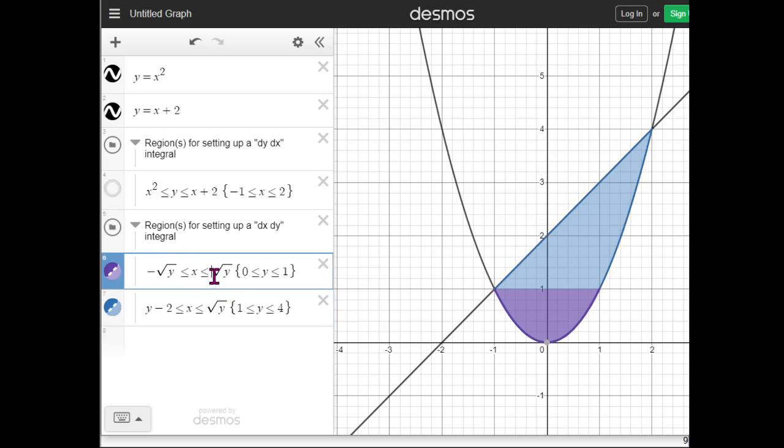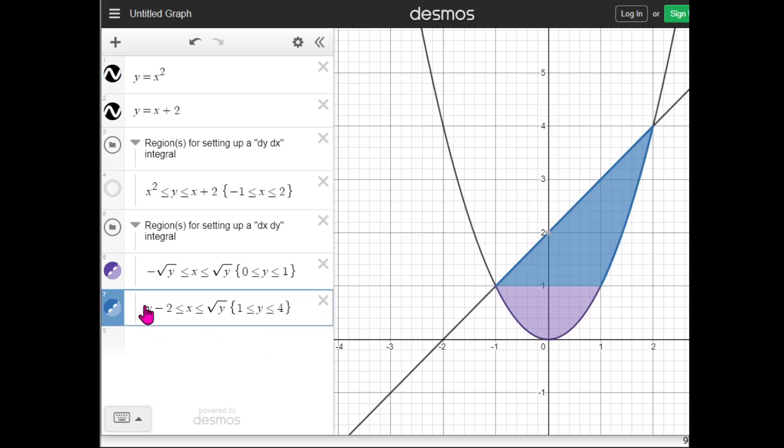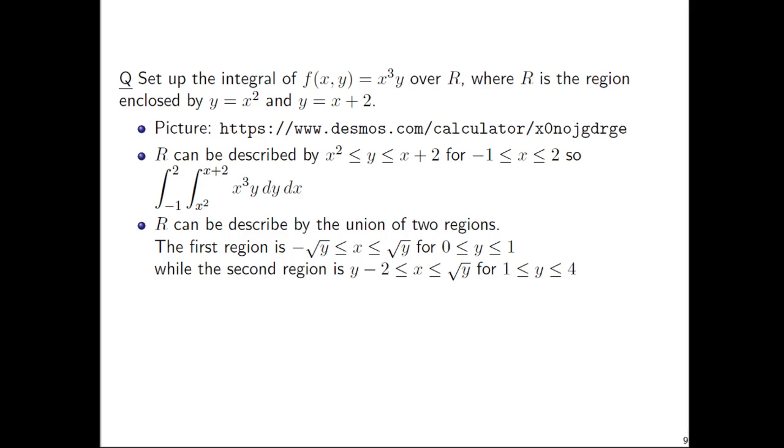You'll notice if you solve for x in y equals x squared, you have plus or minus root y, and so on the bigger side, x is bound by positive root y. On the negative side, on the smaller x values, bound by negative root y. And in this region, y goes from 0 to 1. And in this other region, y goes from 1 to 4. On the smaller side, x is bound by y minus 2. And for the bigger x values over to the right, x is bound by root y. So there's these two separate regions that are summarized here, and we'd have to set up these two separate integrals to do a dx dy.